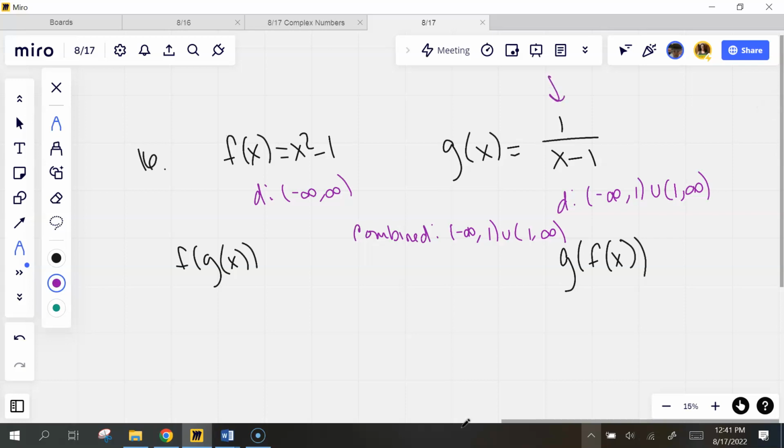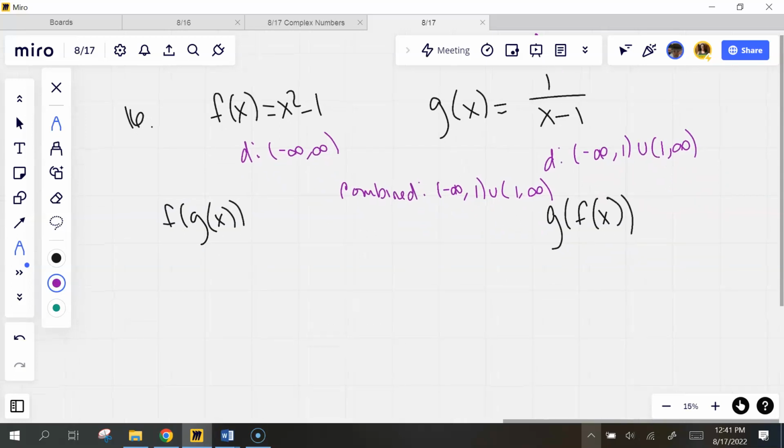By the way, what's the parent graph here? The reciprocal function. That's exactly right. That's why it's got the 2 asymptotes at 0. This one's just shifted to the right one. Y'all with me? That parent function. Okay. All right, let's compose.